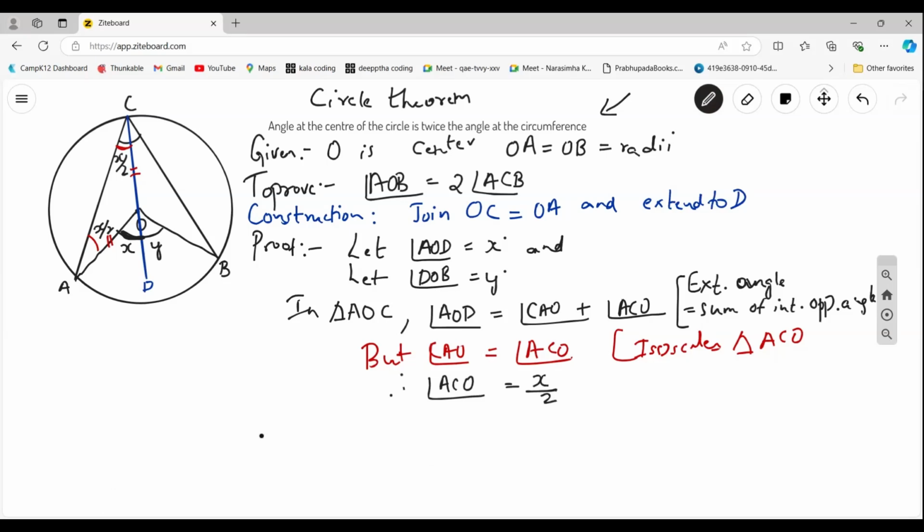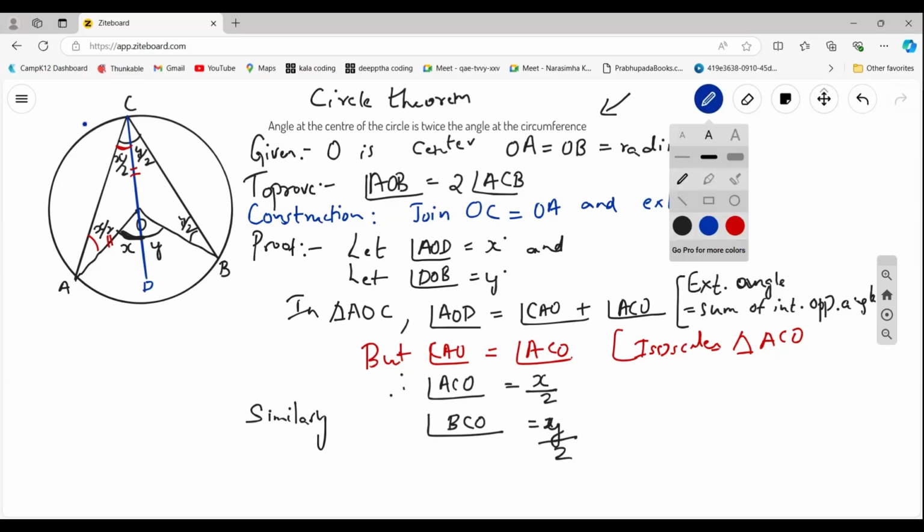In a similar way, if we do this for the Y side also, if this is Y, then this will be Y by 2 and this will be Y by 2. Similarly, BCO will be Y by 2. When I take this other triangle, this is going to be Y by 2. Okay, good. We got these two things.